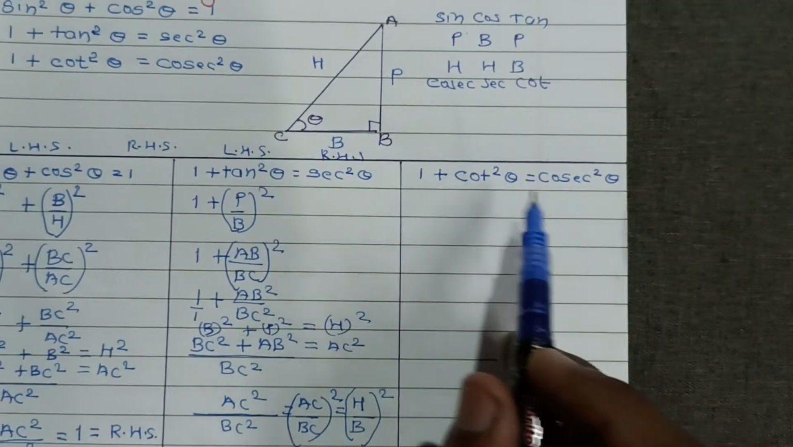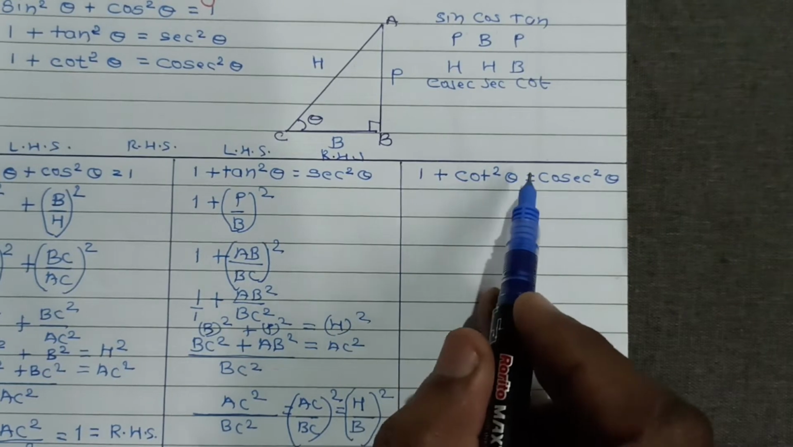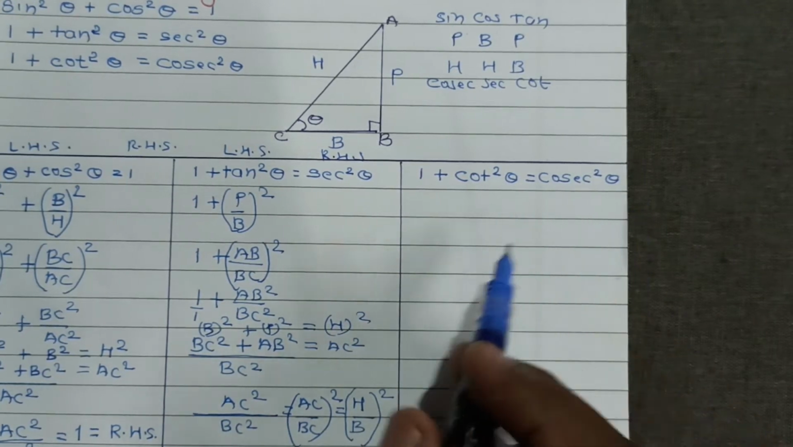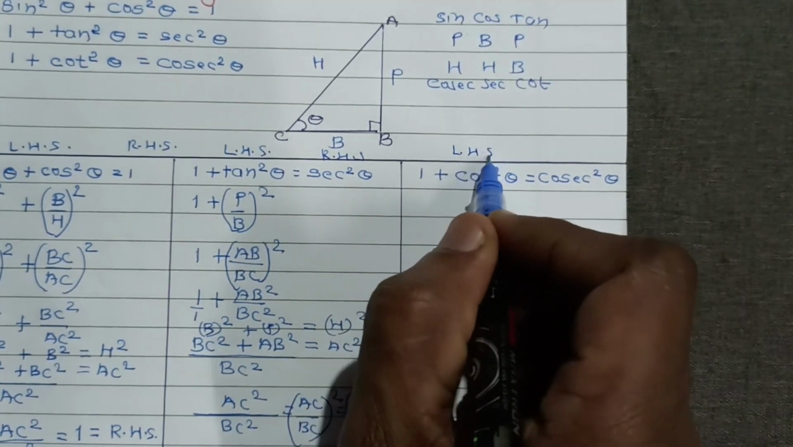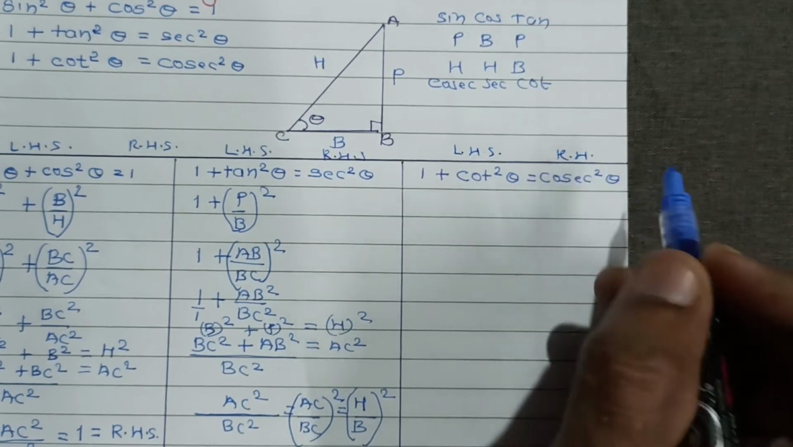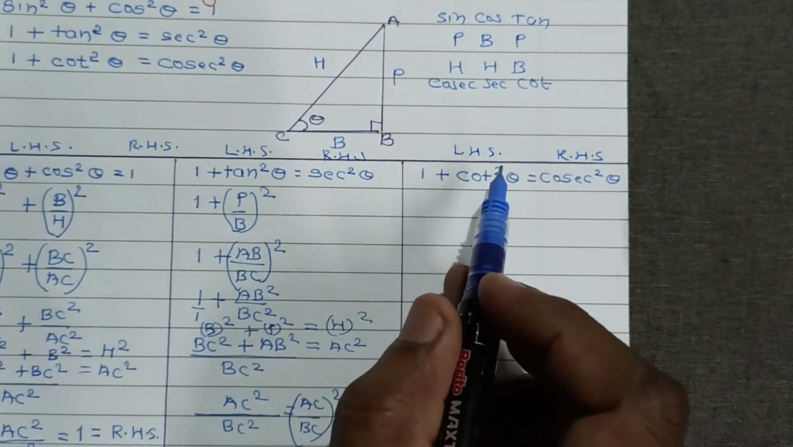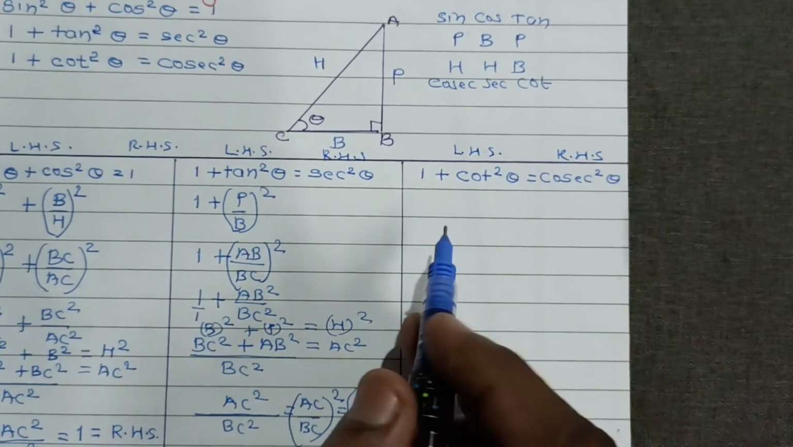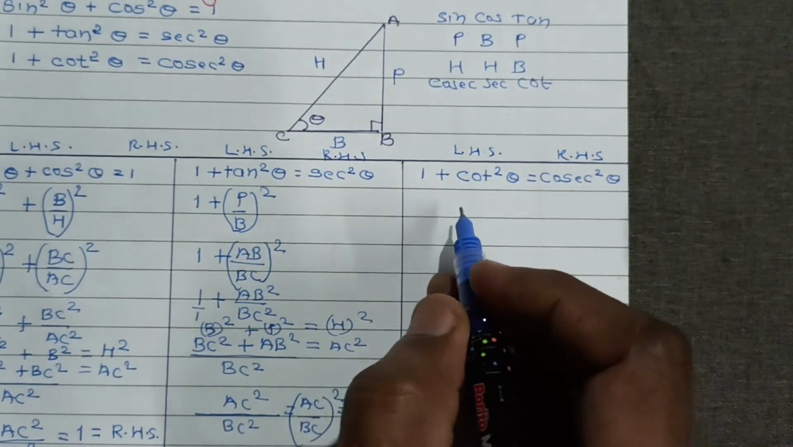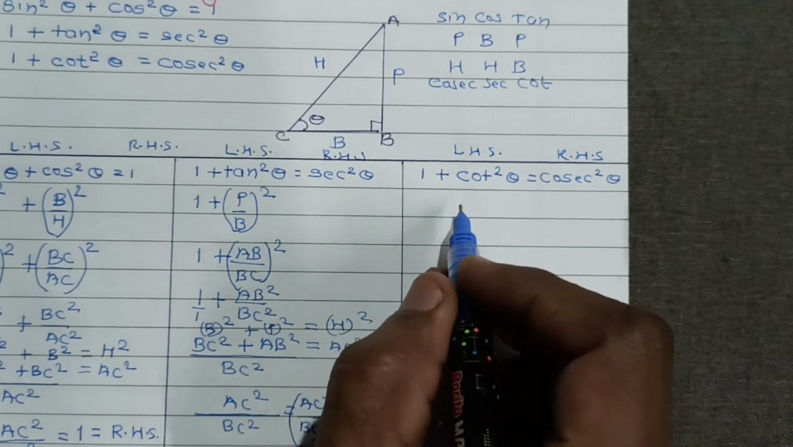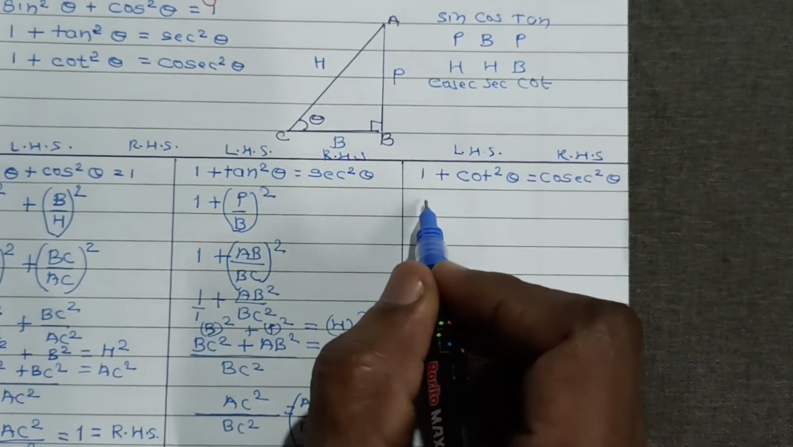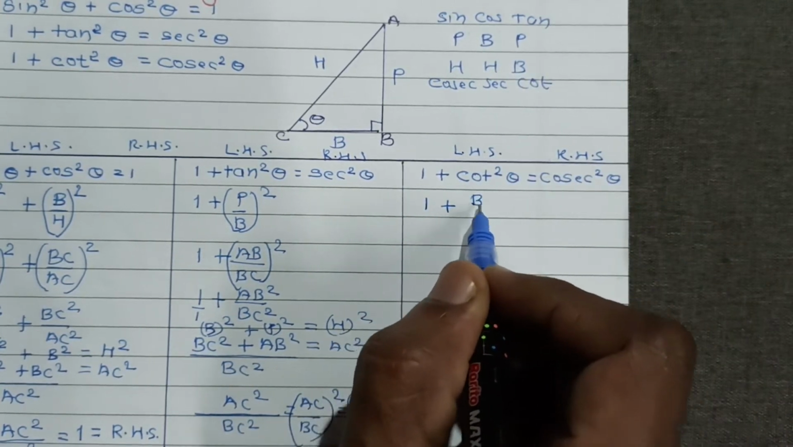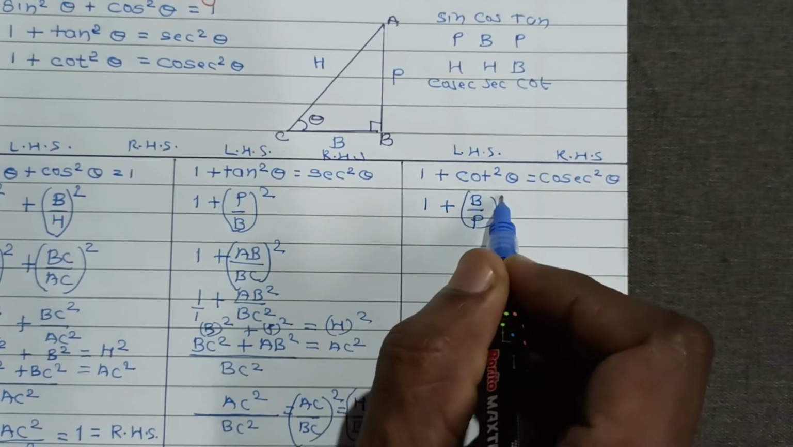Let me derive the third identity, that is 1 plus cot square theta is equal to cosec square theta. So this is the left hand side and right hand side is the cosec square theta. So let us solve this left hand side to get the right hand side cosec square theta. So here also you have to write the ratio of cot. So what is the ratio of cot here? B upon P. So 1 plus B upon P whole square.